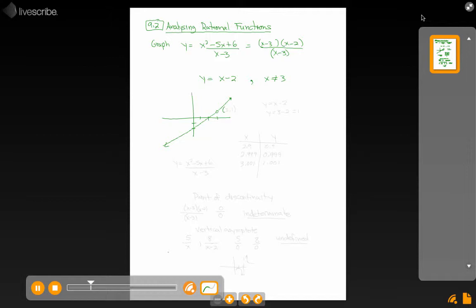Again, if we want to know where that gap is, if I say y equals x minus 2 and let x equal 3, I find out that that point of discontinuity is happening at 3, 1.